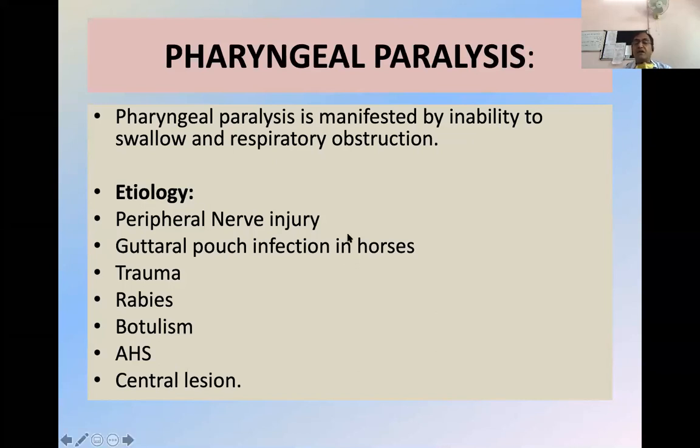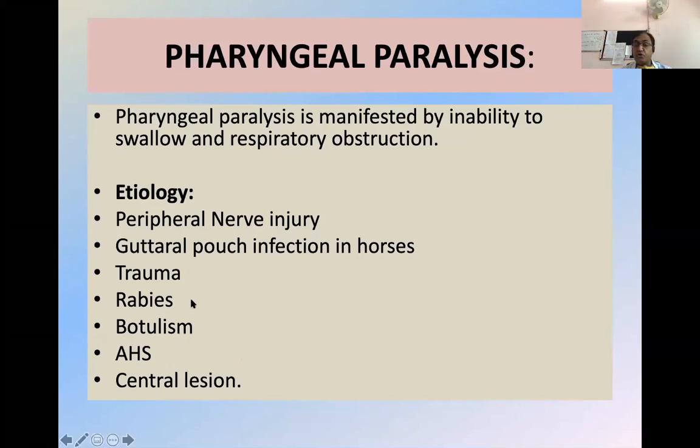So the etiology may be peripheral nerve injury, where the nerve supplying this region gets injured. In equines, guttural pouch infection leads to pharyngeal paralysis. Mostly it is caused by some trauma, as we have talked about, in endotracheal intubation or by passing a stomach tube, where you have caused an injury. But sometimes very important diseases like rabies, botulism, African horse sickness, or some injury in the brain that is central in origin can cause it.